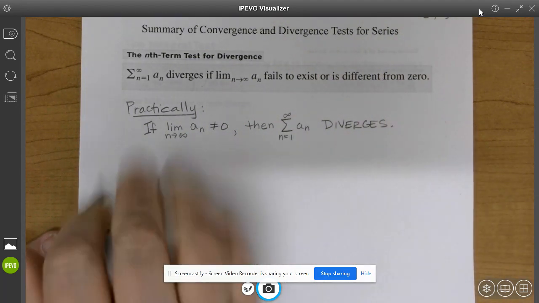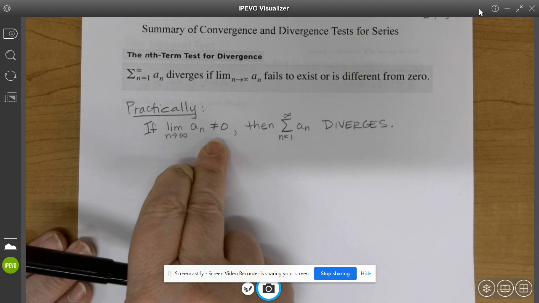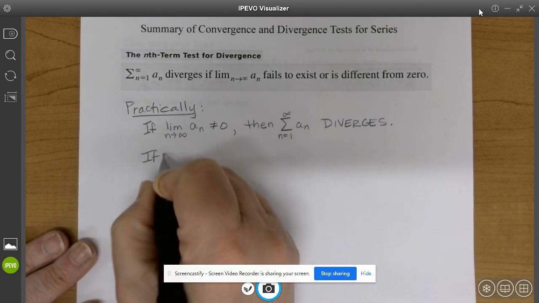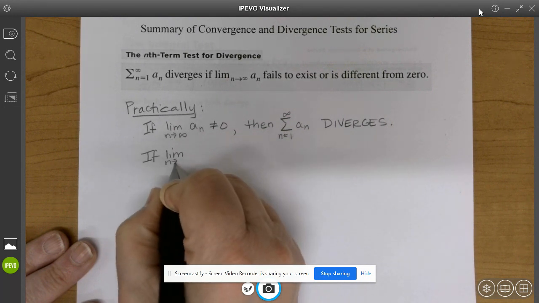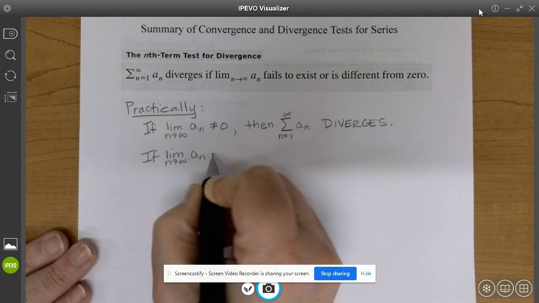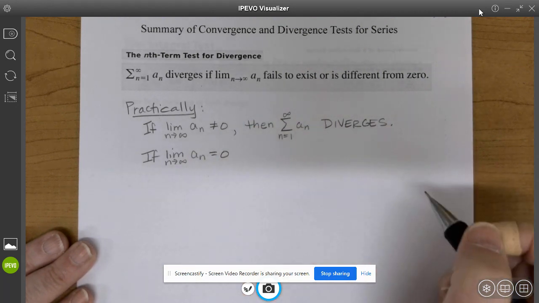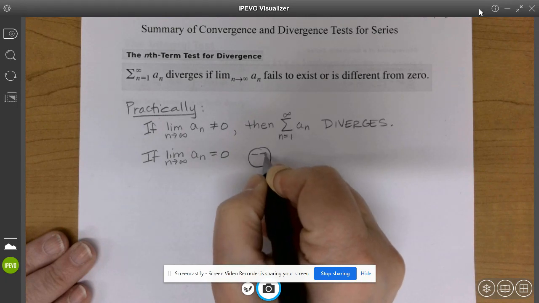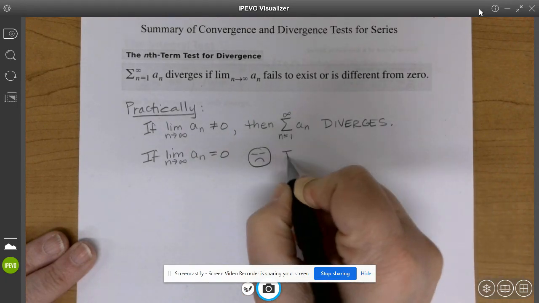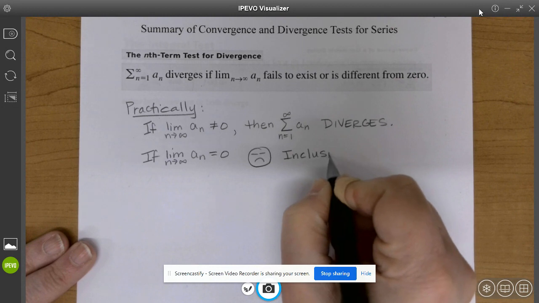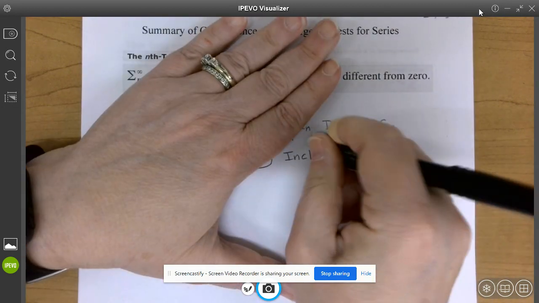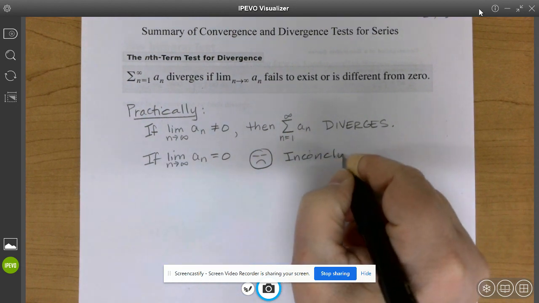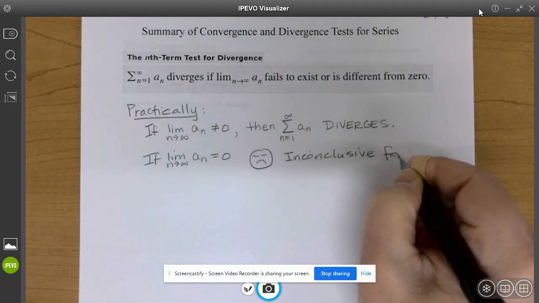So practically, if the limit is not equal to 0, it diverges. What it's saying, in not so many words, is that if the limit as n goes to infinity of a sub n is equal to 0, it doesn't say anything about that. So sadly, and I put my little frowny face there, this is an inconclusive test for convergence.